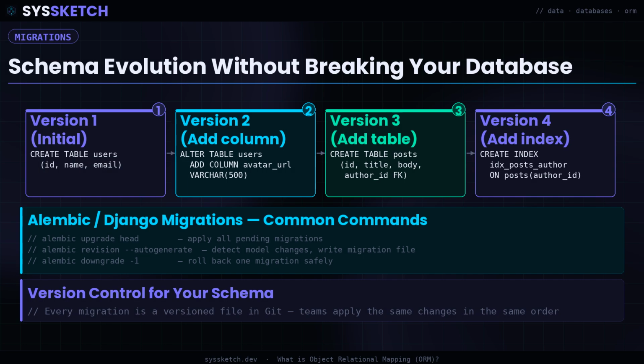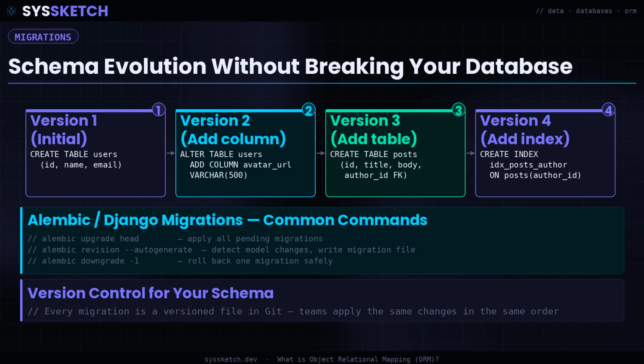As your application evolves, your database schema needs to change too. ORMs solve this with migrations, version files that describe each schema change in order. When you add a new column to your model class, you run a command like alembic revision --auto-generate. The ORM detects the difference between your current schema and the new model definition, and writes the migration file for you. Running alembic upgrade head applies all pending migrations in sequence. This means every developer and every deployment environment applies the same changes in the same order, tracked in version control.